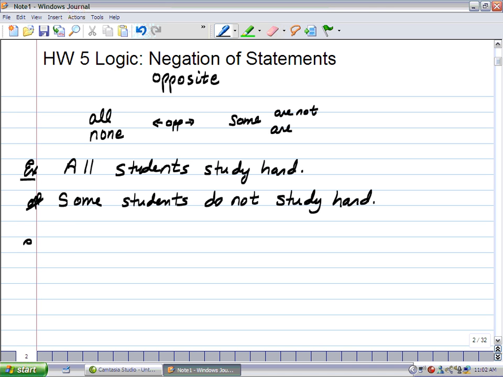Okay, let's look at this one. No one loves me. So this is a none statement. So the opposite is some do, or some are. So the opposite is someone loves me.